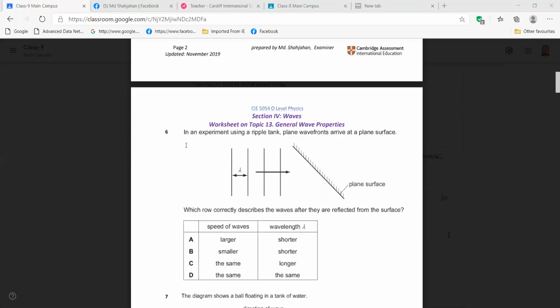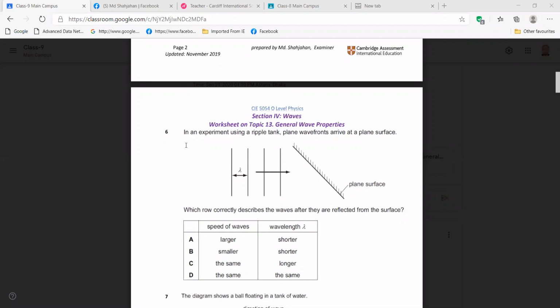In an experiment using a ripple tank, plane waveforms arrive at a plane surface. Which row correctly describes the waves after they are reflected from the surface? So this one is a nice question. In our definition of reflection, it is returning to the same medium, right?